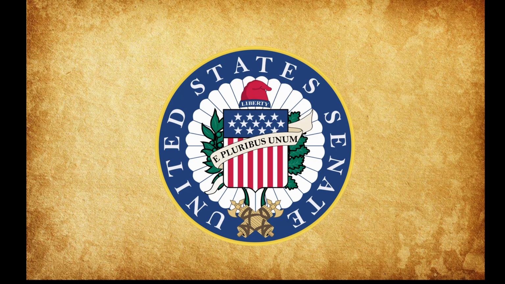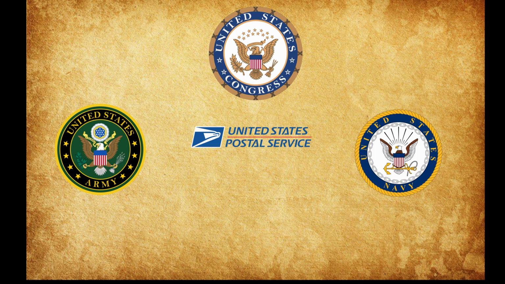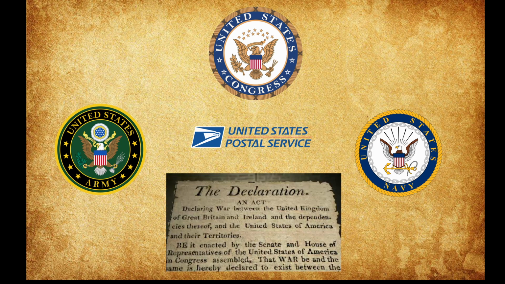The Senate would be split into 3 classes. First class to be elected every 2 years, second class to be elected every 4, and third class to be elected every 6. The legislative branch, or Congress, would handle things such as the debt of the United States, building roads and post offices, maintaining armies and navies, declaring war if needed, and most importantly, creating laws.